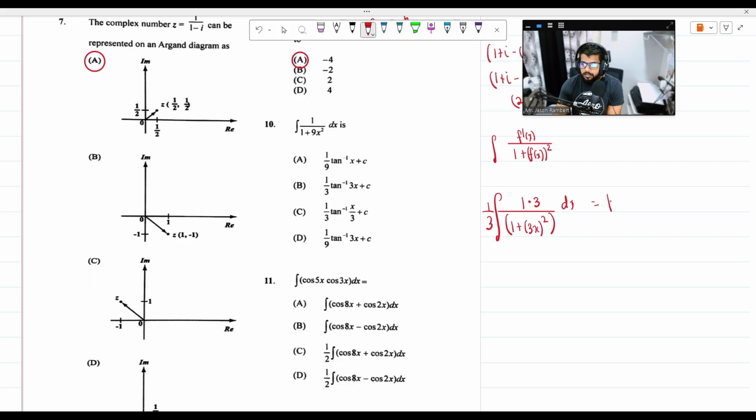This is going to be 1/3 on the outside, and when I integrate this, I'm going to get tan inverse of f of x. So 1/3 tan inverse of 3x, the answer for this is going to be B.